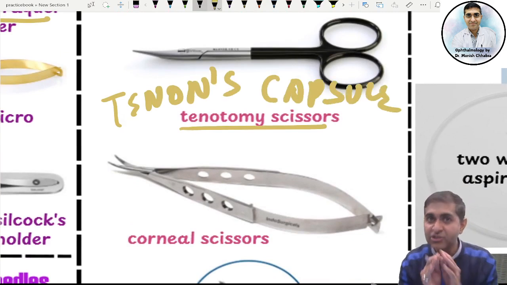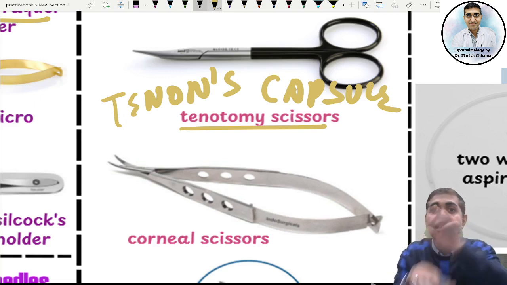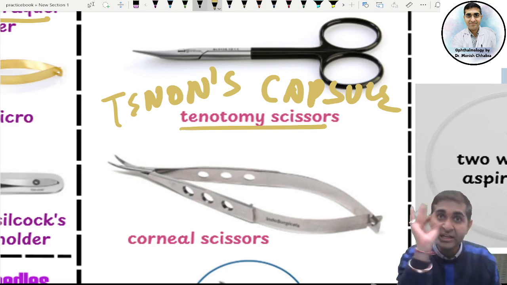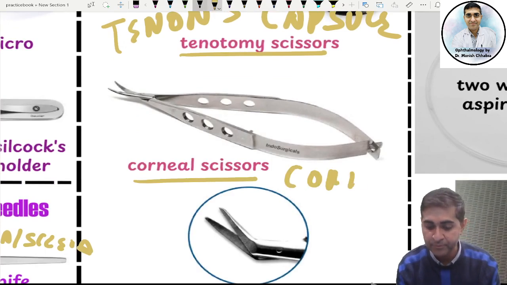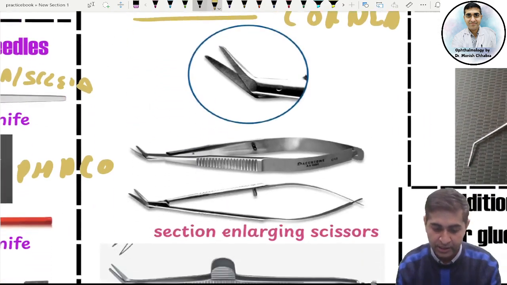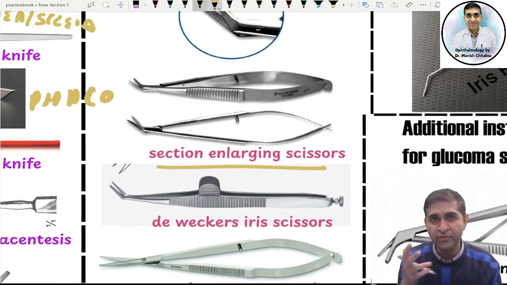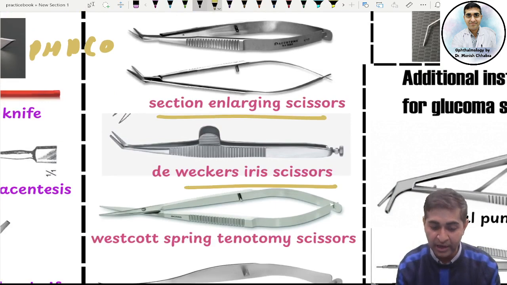So how many layers of the eye are there? Retina, then choroid, then sclera. Above the sclera, no, it is not the conjunctiva, my dear friends, it is Tenon's capsule. Then we have the conjunctiva, mind you. Okay, then corneal scissors to cut the cornea. Then again the same corneal scissor, with which you enlarge the cornea if you need to. Then the iris scissor if you want to cut the iris.